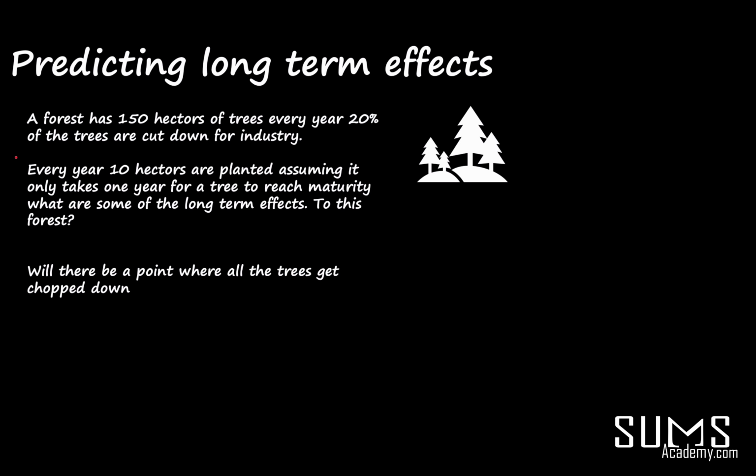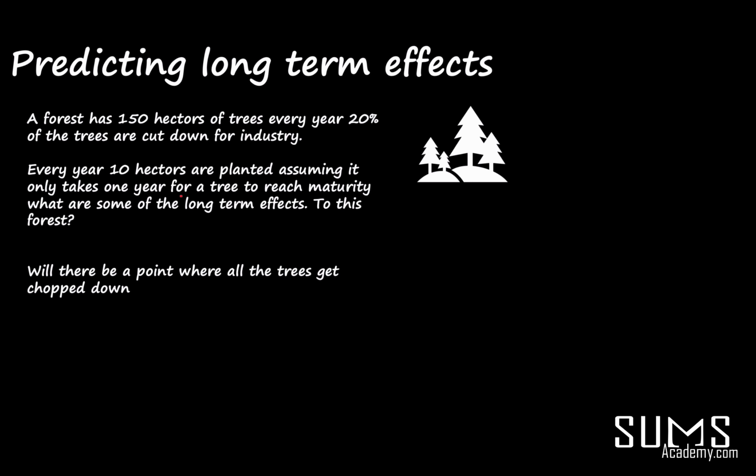So in this question here, we're told a forest has 150 hectares of trees. Every year, 20% of the trees are cut down for industry. Every year, 10 hectares are planted. So this is assuming it only takes 1 year for a tree to reach maturity. What are some of the long-term effects to this forest?